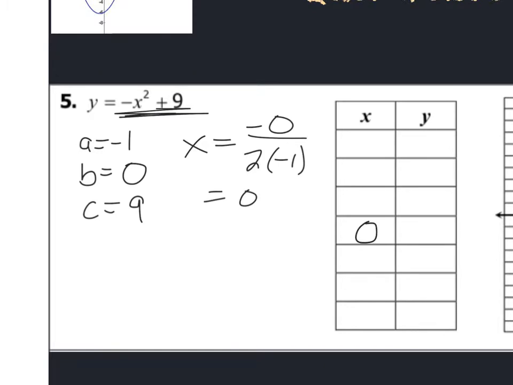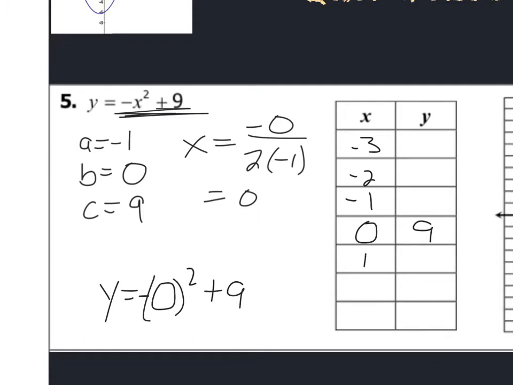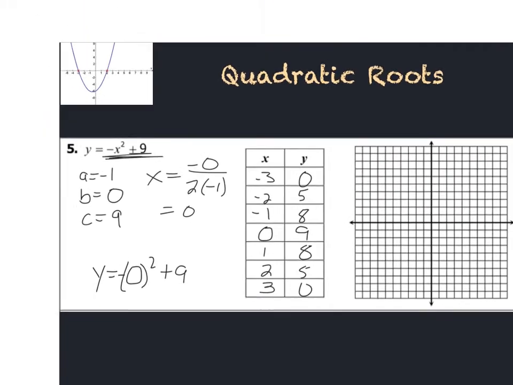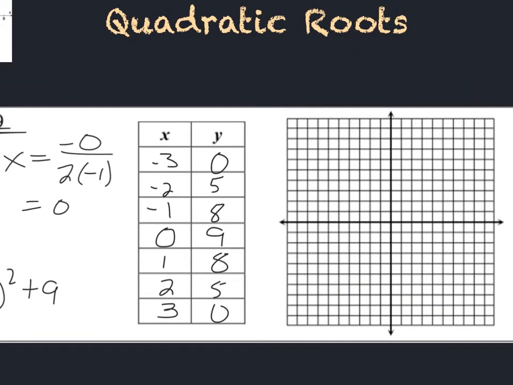To find the vertex, you just plug in 0. So it's going to be -0 squared plus 9, which is just 9. Then you number up and down, -1, -2, -3, then 1, 2, and 3. And then put this in your calculator. So we're going to have 0, 5, these are pretty easy where you might not need to put it in your calculator, and then 8, 5, and 0. So it looks like, again, we have 2 solutions, -3, 0 and 3, 0.